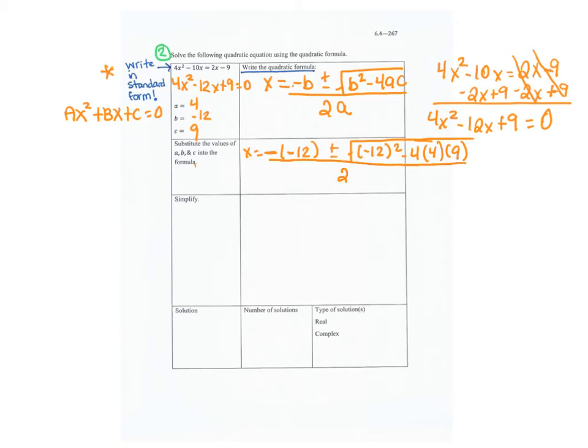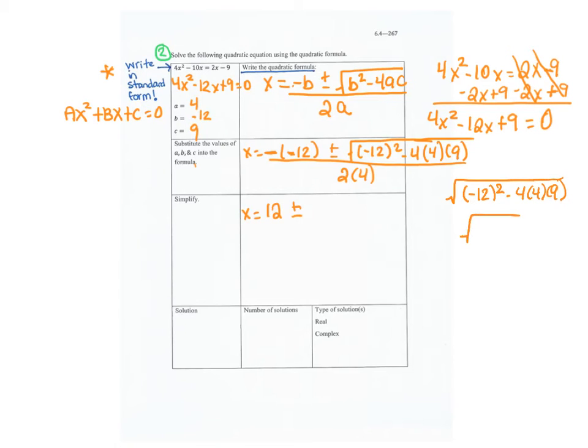Simplify. I write that 2a every time. It would be 2 times 4. So to simplify, I still have x equals the opposite of negative 12 is 12, plus or minus. We're going to come over to the side and work out this radical, this negative 12 squared minus 4 times 9.